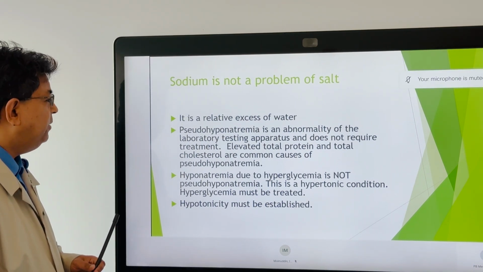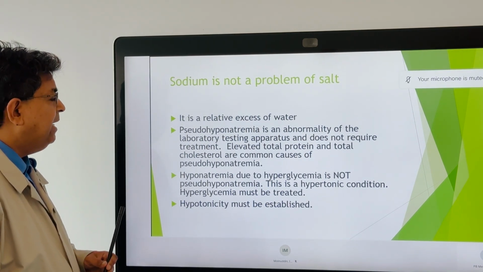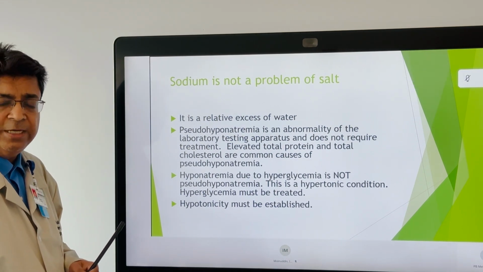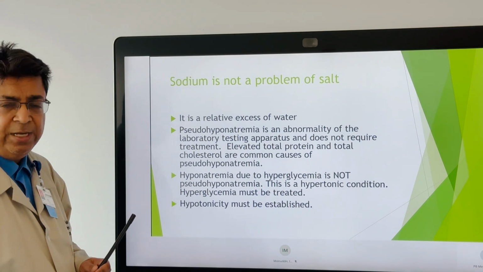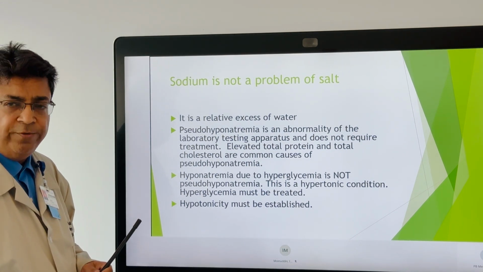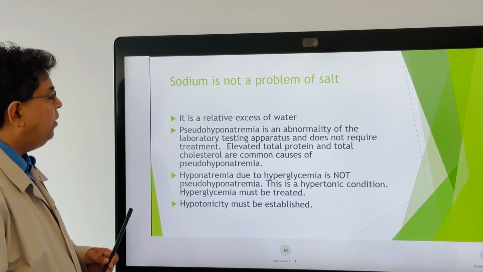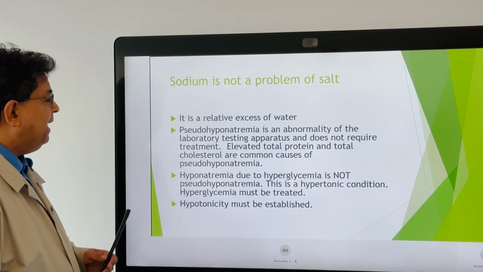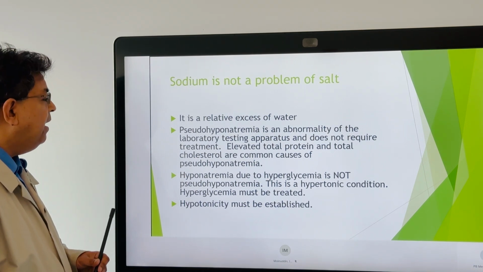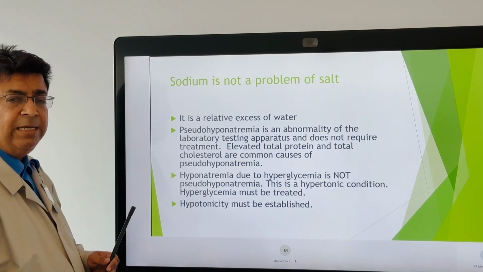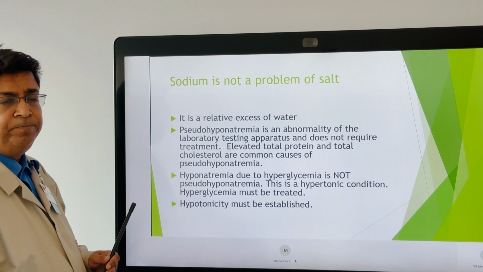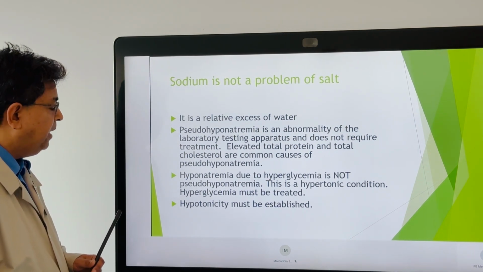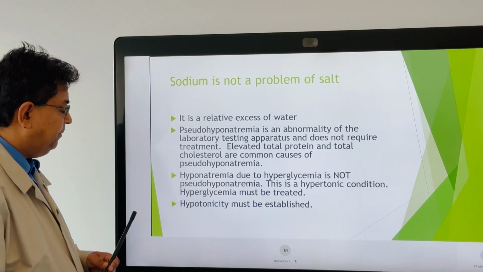Pseudohyponatremia is an abnormality of the laboratory testing apparatus and does not require treatment. Pseudohyponatremia will be discussed individually in a separate session after the 8 sessions of board review. Pseudohyponatremia typically occurs in the setting of elevated total protein and total cholesterol. Hyponatremia due to hyperglycemia is not pseudohyponatremia. It's a hypertonic condition, and hyperglycemia must be treated.